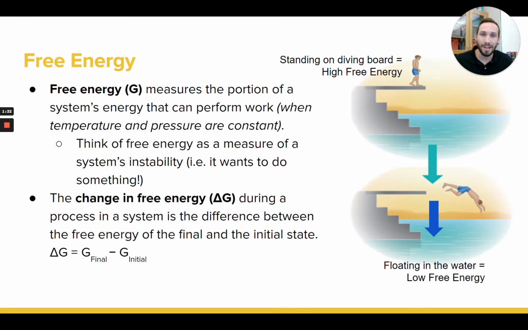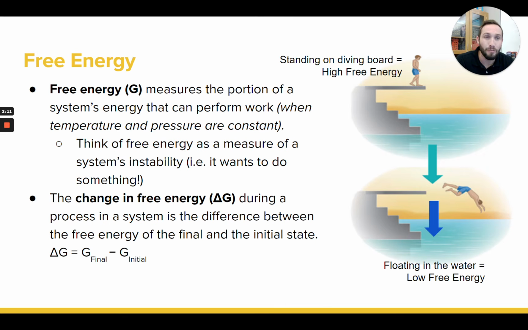A good way to think about it is that free energy is measuring a system's instability, how unstable it is, meaning that thing wants to do something. So if I say something has high free energy, it has a lot of energy waiting to be used to do something. And so we say that's unstable because sooner or later something's going to happen. Just keep watching. It's going to start moving, or motion's going to be produced. There's work that's going to be done from something that has high free energy.